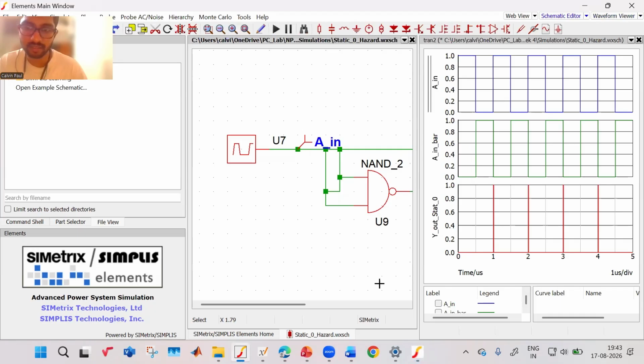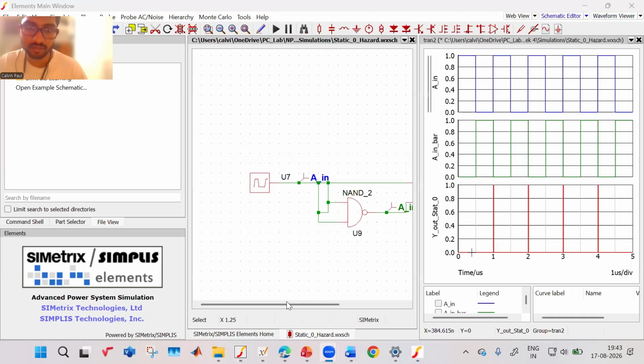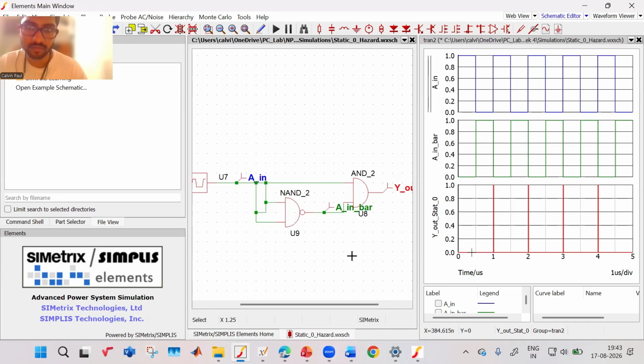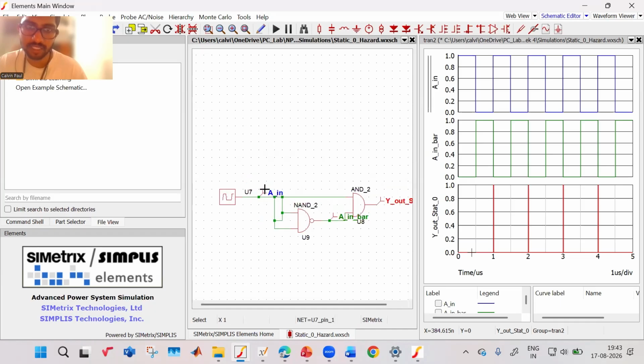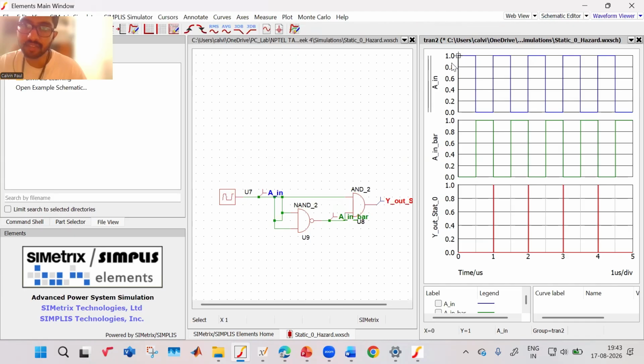So this is my signal A. This is my signal A bar. This is my signal Y. My signal A is going 1, 0, 1, 0, and so on. A bar is going 0, 1, 0, 1, the complement of it. And your output should be 0. It is 0 only, but suddenly it becomes 1 for a short duration. It should be 0 only.